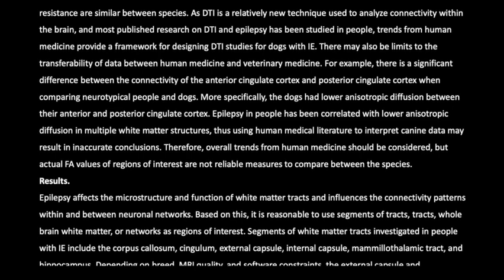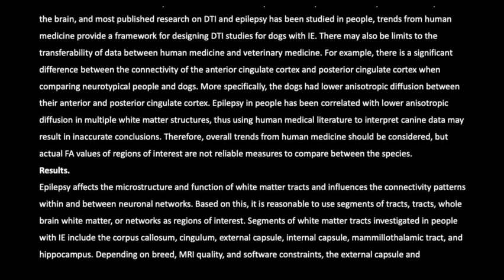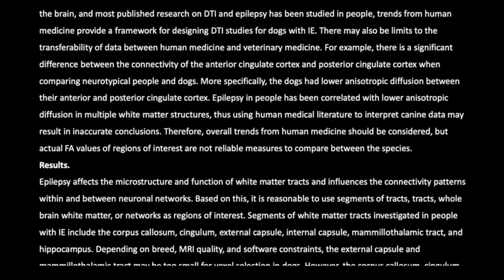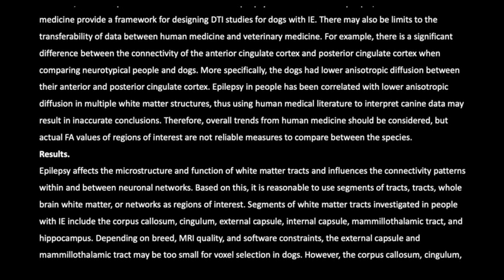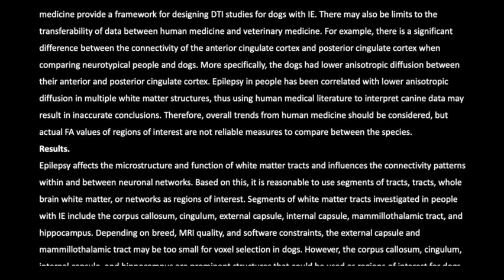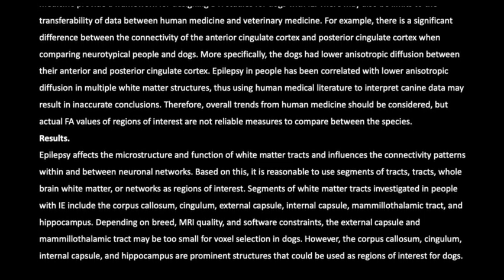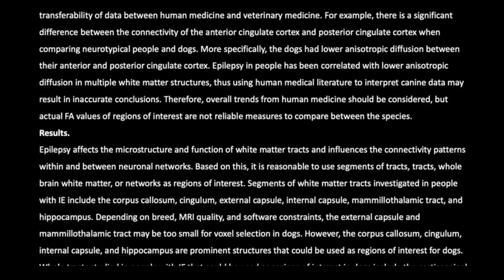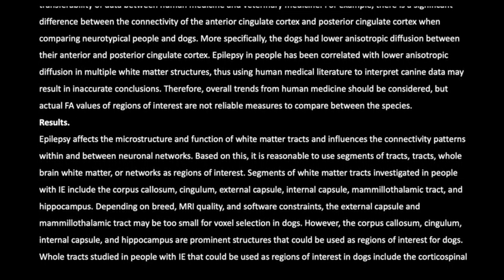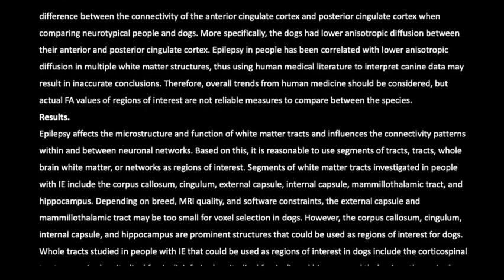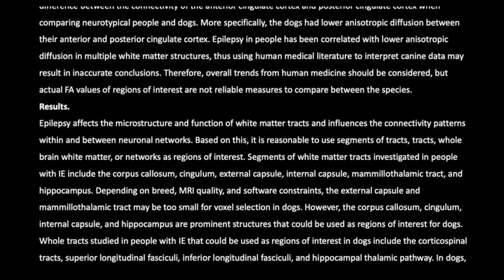More specifically, the dogs had lower anisotropic diffusion between their anterior and posterior cingulate cortex. Epilepsy in people has been correlated with lower anisotropic diffusion in multiple white matter structures. Thus, using human medical literature to interpret canine data may result in inaccurate conclusions. Therefore, overall trends from human medicine should be considered, but actual FA values of regions of interest are not reliable measures to compare between the species.